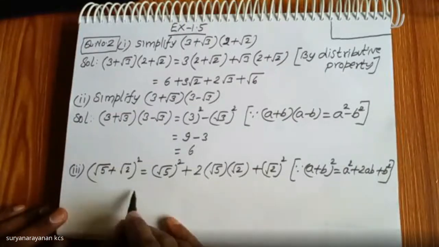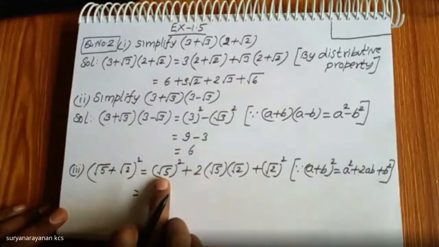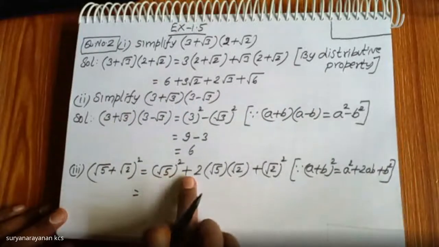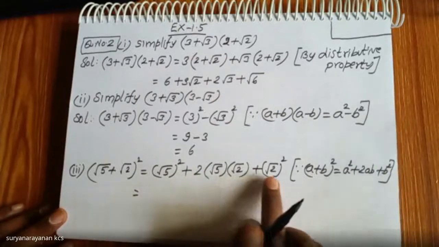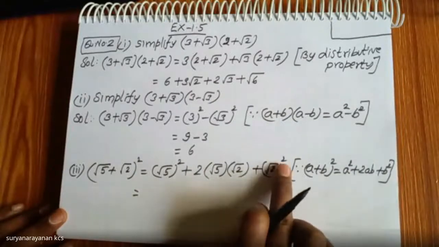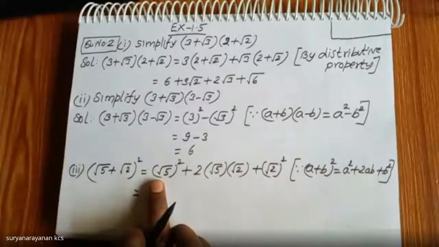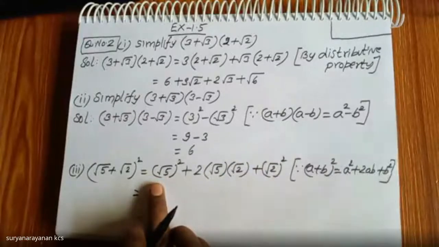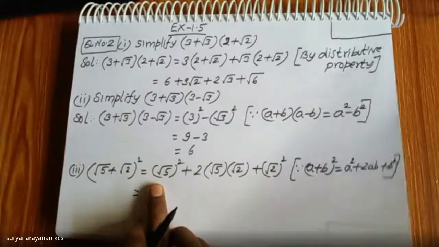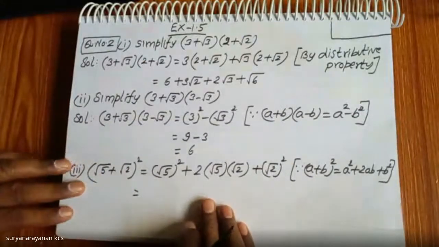Okay, now tell me how many terms are there here? 3 terms. Root 5 whole square is the first term, plus 2 into root 5 into root 2 is the second term, plus root 2 whole square is the third term. Then can you tell me the value of the first term? Nikita, you are not responding to my questions. Nikita, are you there online?